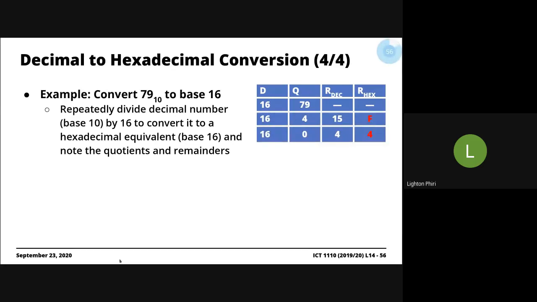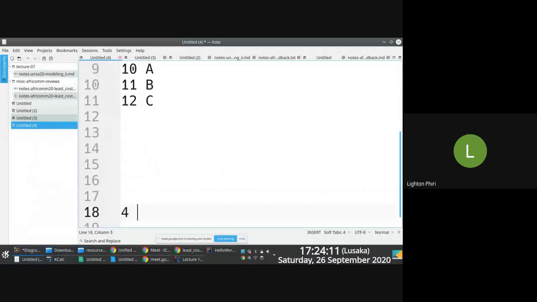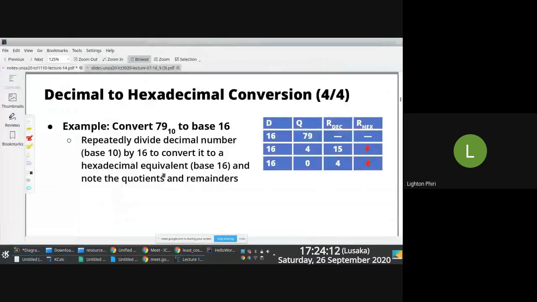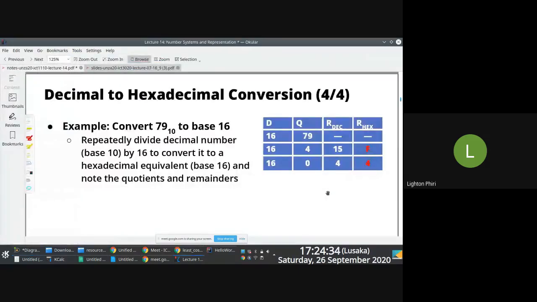Now, some people will get confused here, right? They say, well, but I found 4 and 15, and you make the mistake of thinking the answer is 415. No, it's not 415. Why? Because for any answer we get that has a remainder that is greater than or equal to 10, we must remember to convert that number to its equivalent hex symbols, A through F, right? So in this case, 15 is going to have to be F here. So the answer is going to be 4F. Do you understand here?